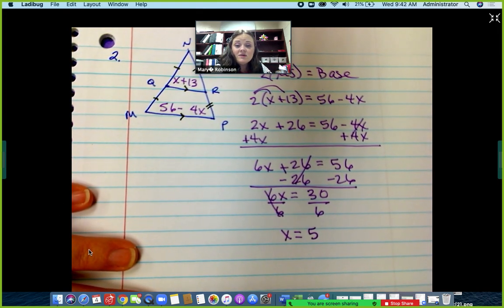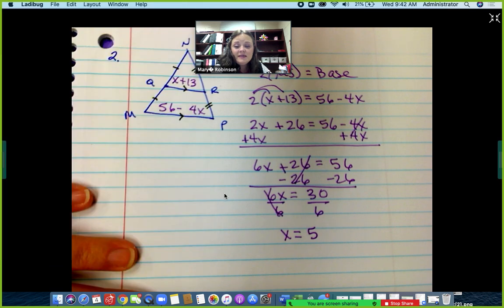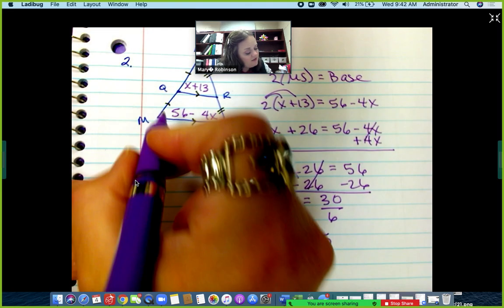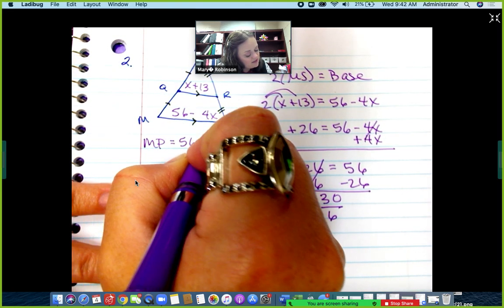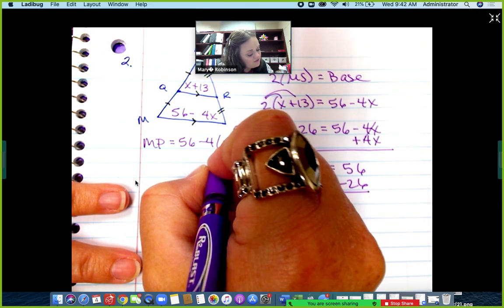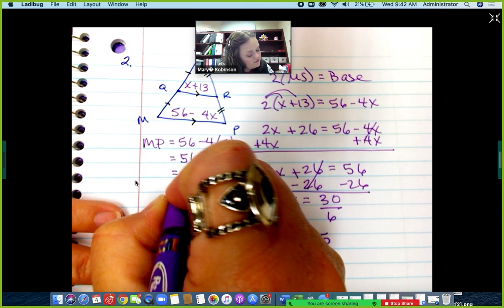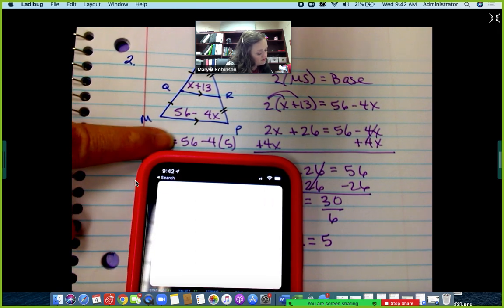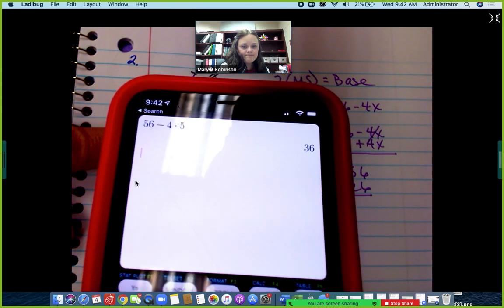So let's see what they want us to do with that. So it says, what is the measure of MP? So again, they're asking for the measure of the base. So I'm going to take this 5 and plug it in. So MP is 56 minus 4 times my x value of 5. So this is 56 minus 20, which is 36. And of course, if you want, you can just go right here and type in 56 minus 4 times 5. And you get 36. Okay?